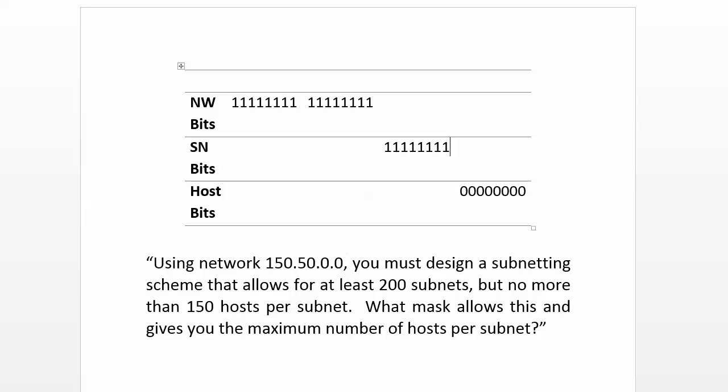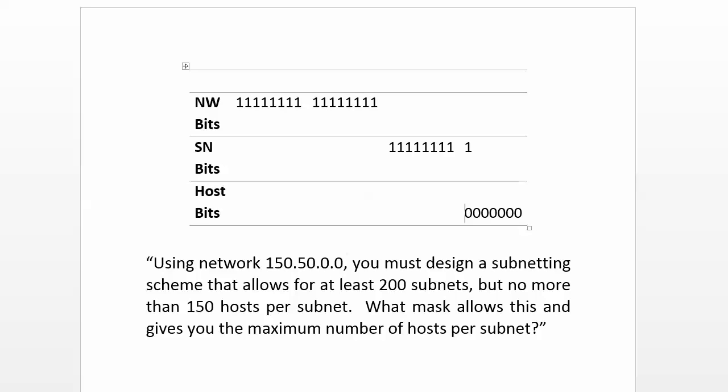So what we need to do now is what? How can we reduce the number of hosts per subnet? We can borrow some more host bits. So what I'm going to do is replace that 0 with a 1. So now we have 9 subnet bits and 7 host bits. So how many valid subnets do we have? We have 512. We know we've got that requirement covered. We're way over 200. And the question didn't say you can't have more than 500. It just said at least 200.